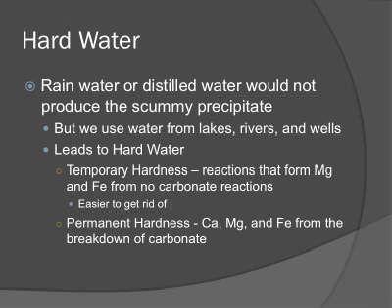And so we're going to have the permanent hardness ones like calcium, magnesium, and iron that are all found in the breakdown of carbonate. Okay? The first ones are a little bit easier to get rid of. The second ones are a little bit harder to get rid of, but they're not temporary and they're not permanent. Okay, those are misleading words. They're just trying to give you a different level of how hard it is to get rid of them.